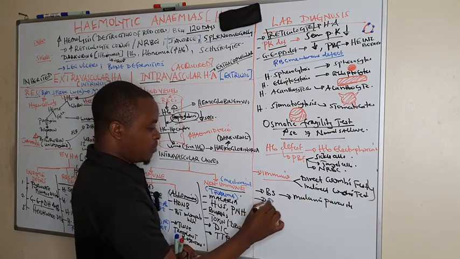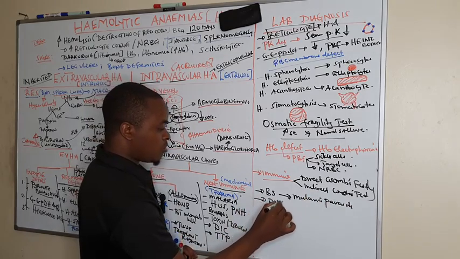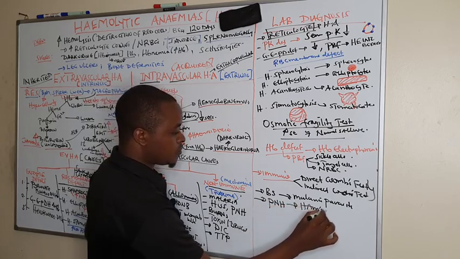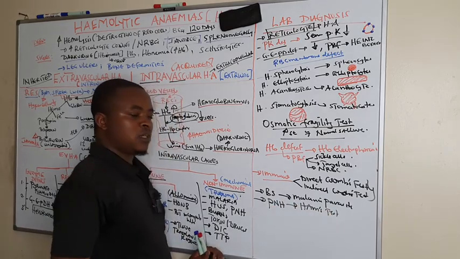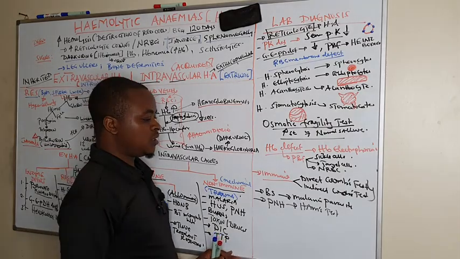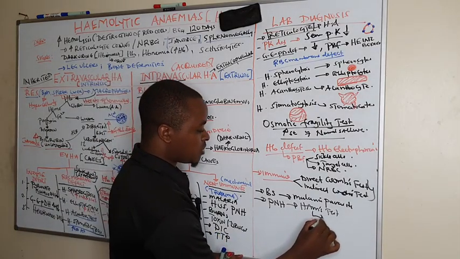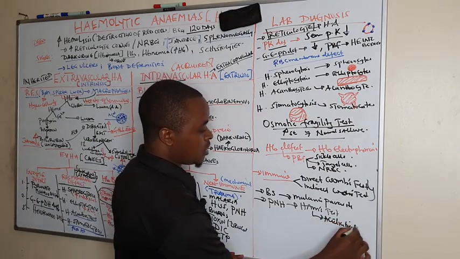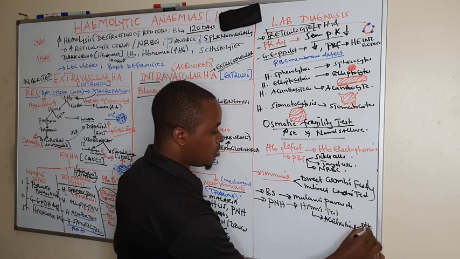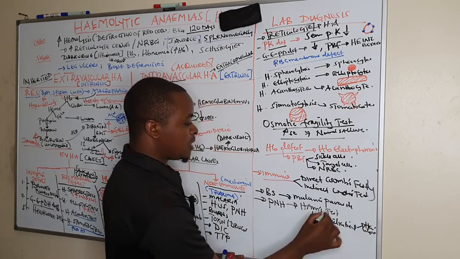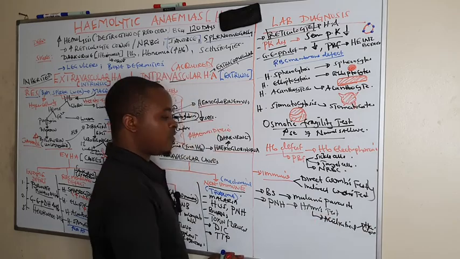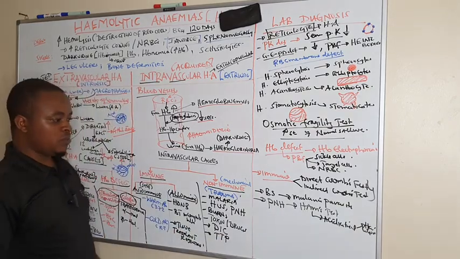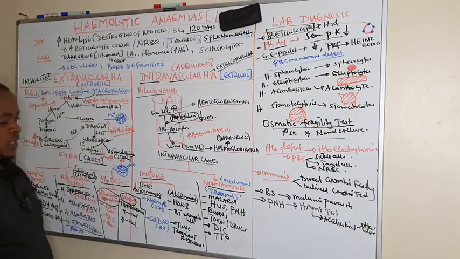If the cause is paroxysmal nocturnal hemoglobinuria, we can do Ham's test. In Ham's test we use an acidified solution, and when this acidified solution causes breakdown or hemolysis, it confirms the paroxysmal nocturnal hemoglobinuria. It was discovered by Dr. Ham, that's why we call it Ham's test. That is for paroxysmal nocturnal hemoglobinuria.